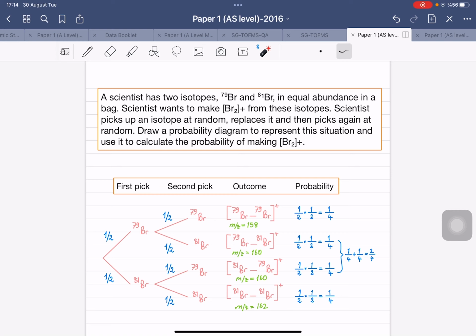Or I may get, in my first pick, bromine 81. In my second pick, I may get bromine 81 again. This will make a mass to charge ratio of 162. The probability of making this molecular ion is then a multiplication of these two numbers, 1 out of 2 times 1 out of 2, which makes 1 out of 4 for this molecular ion.